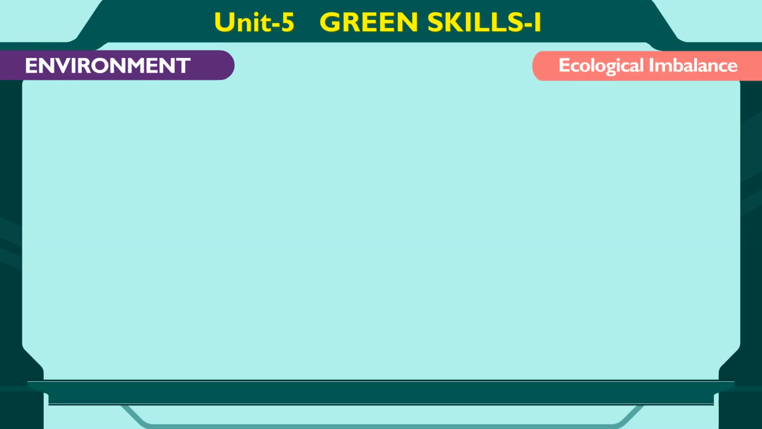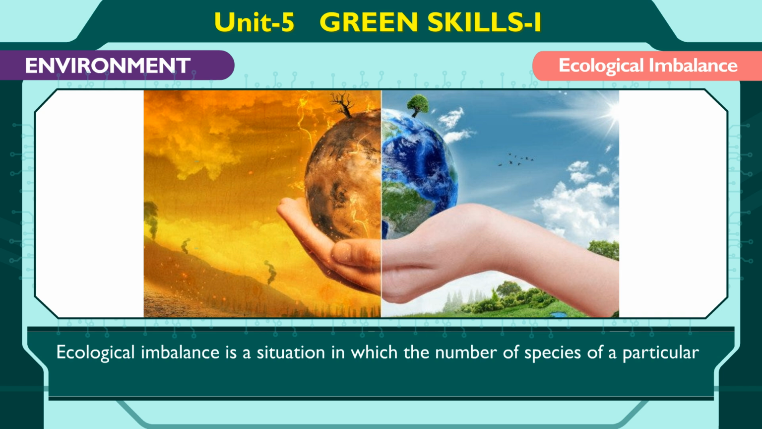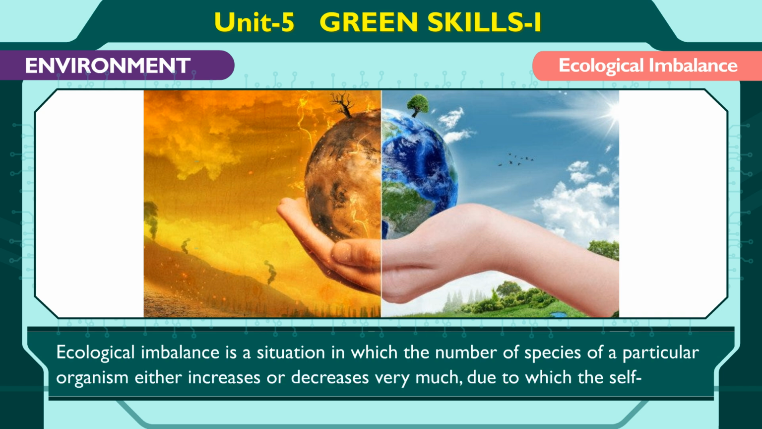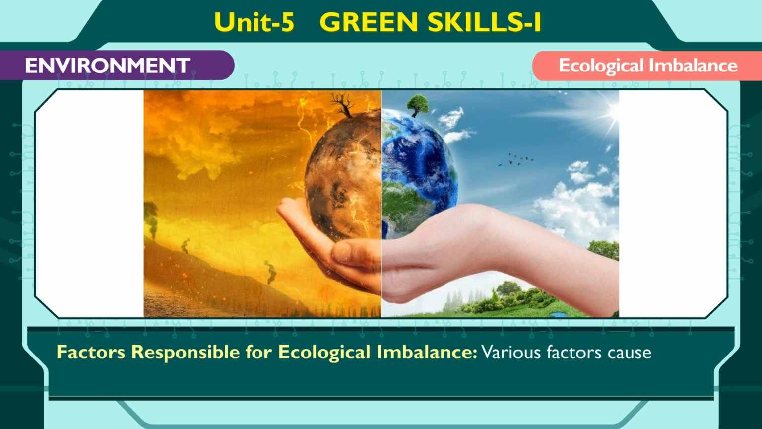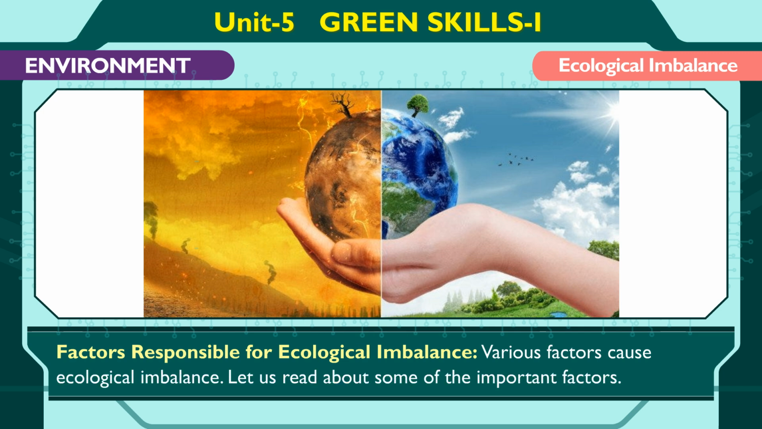Ecological imbalance. Ecological imbalance is a situation in which the number of species of a particular organism either increases or decreases very much, due to which the self-adjusting power of the system starts to weaken. Factors responsible for ecological imbalance. Various factors cause ecological imbalance. Let us read about some of the important factors.